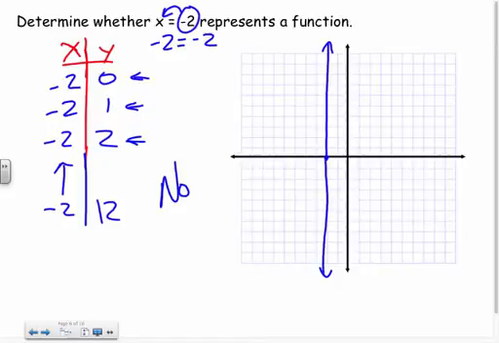And if I look at the points, -2, 0, right here, -2, 1, -2, 2. Okay, so that's how I come up with that. And if I draw a vertical line, well, the only vertical line I could draw is right here on my graph. Well, it crosses my graph a ton of different places forever. So it doesn't pass the vertical line test, so I know it is not a function.